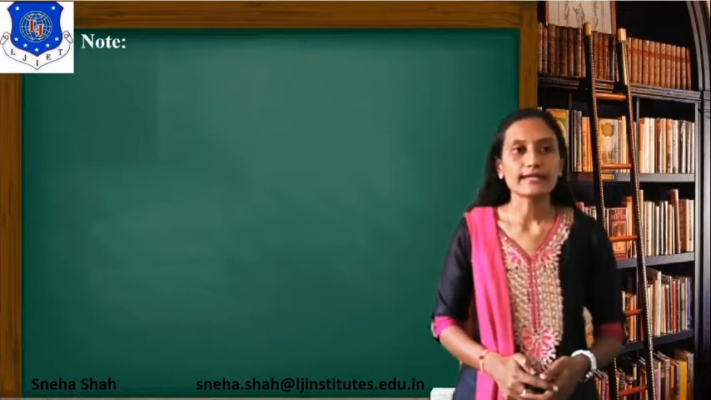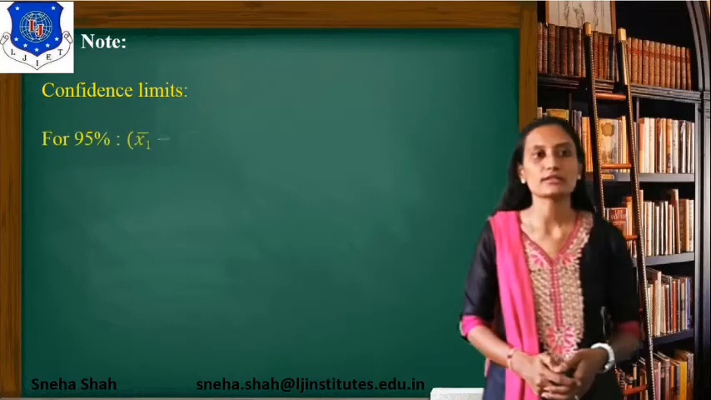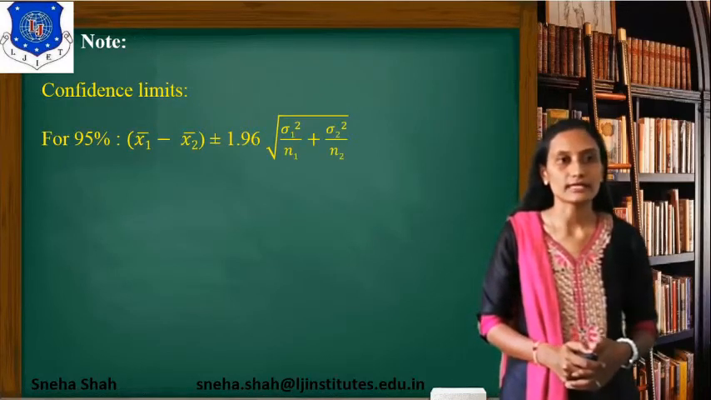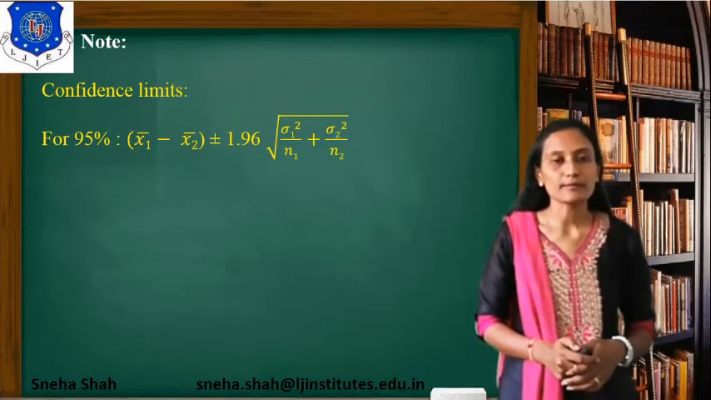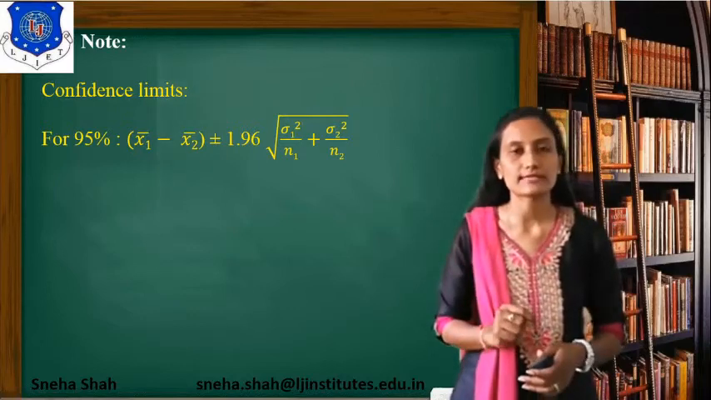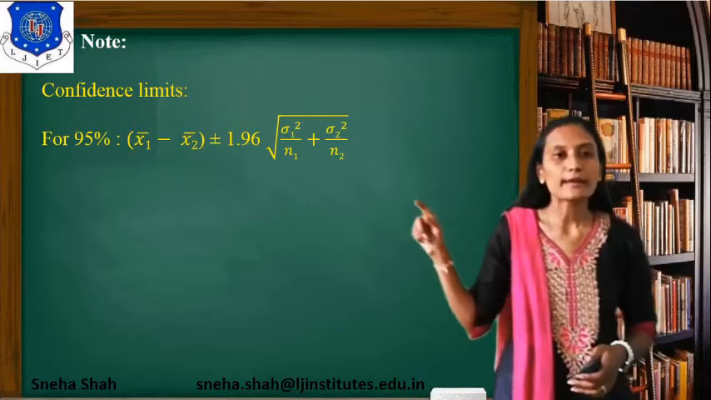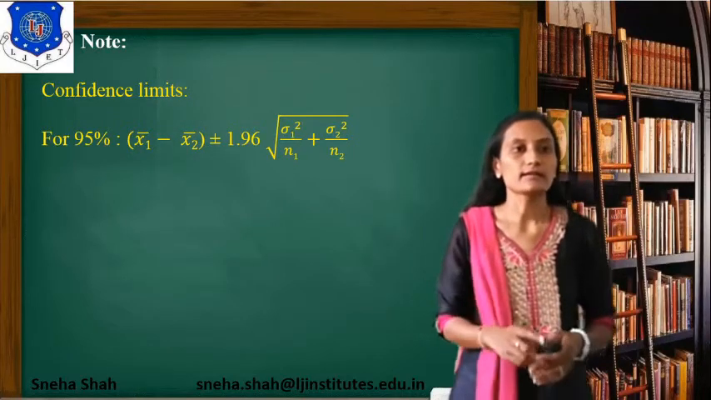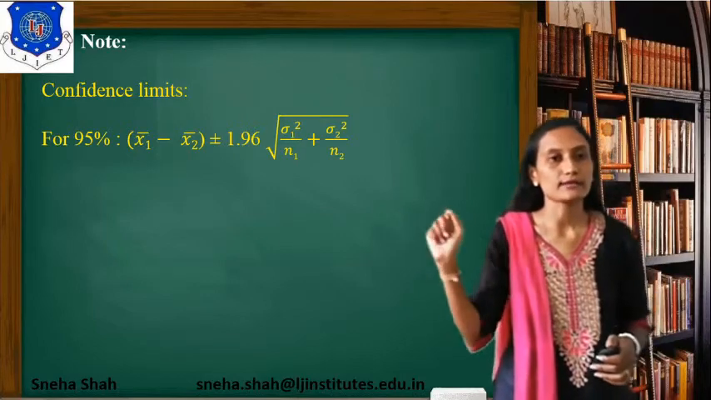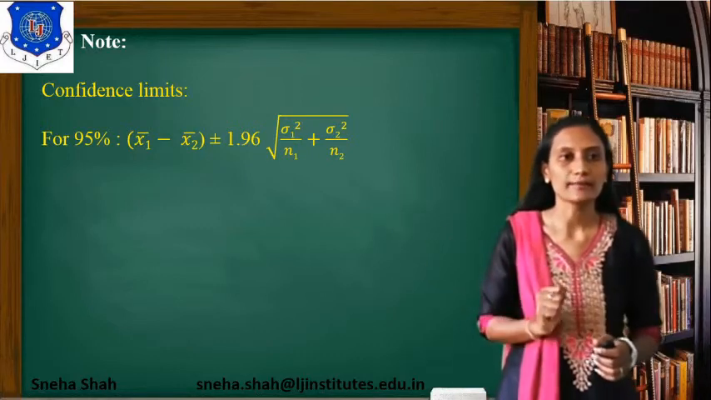Now, as a note, we define the confidence limits. The first is the confidence limit for the 95% level of significance: x1 bar minus x2 bar plus or minus 1.96 times the square root of sigma1 square upon n1 plus sigma2 square upon n2. By using this, we can define the confidence limits. If we take the minus value, it gives the lower limit, and if we take the plus value, it gives the upper limit.